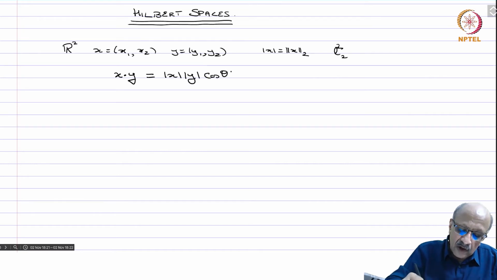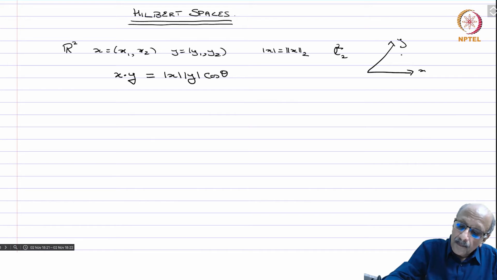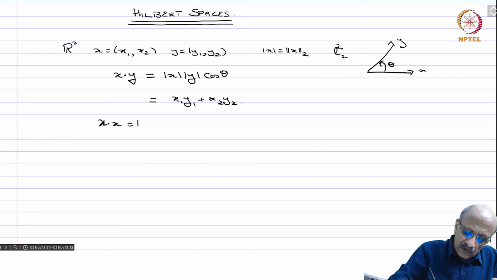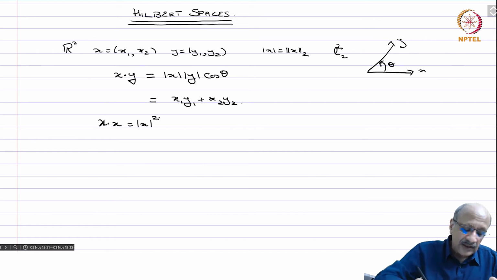So you say two vectors are orthogonal to each other if theta is the angle between them, and if that is pi by 2, cos pi by 2 is 0, so if x dot y is 0, we say the two vectors are orthogonal. And this can also be written as sigma x1 y1 plus x2 y2. And we have that x dot x is mod x square, that is, the inner product generates the norm, and it is linear in each of the variables. It is linear in x, it is linear in y.